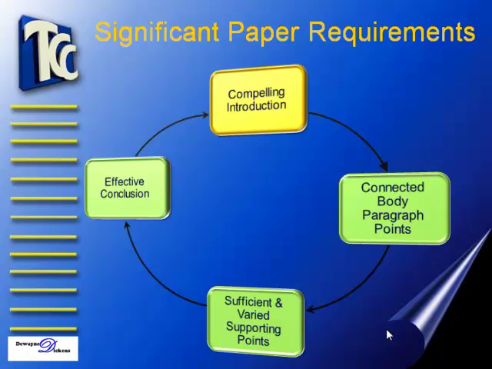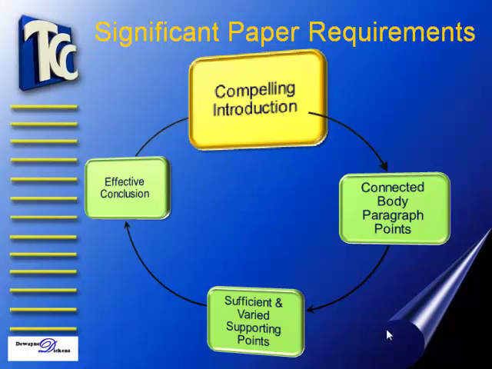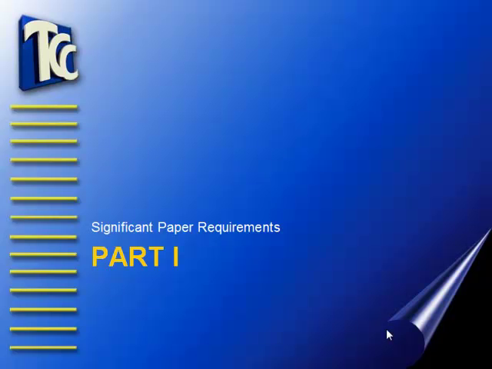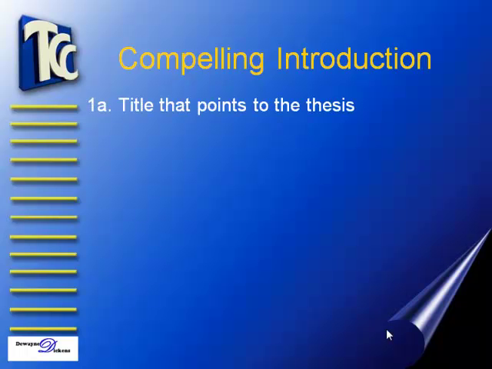And I'll deal with each of those one at a time and bring up a few specific items that I've noticed in your papers. We'll start with compelling introductions. And so that's our first part. When we talk about a compelling introduction, the first thing we want is for the title to point to the thesis. Very important that the title point to that thesis. I should be able to look at the title alone and get an idea of the direction of the paper. Simply saying short story paper or example paper or descriptive paper or drama paper is inadequate. It does not tell me anything about your thesis.